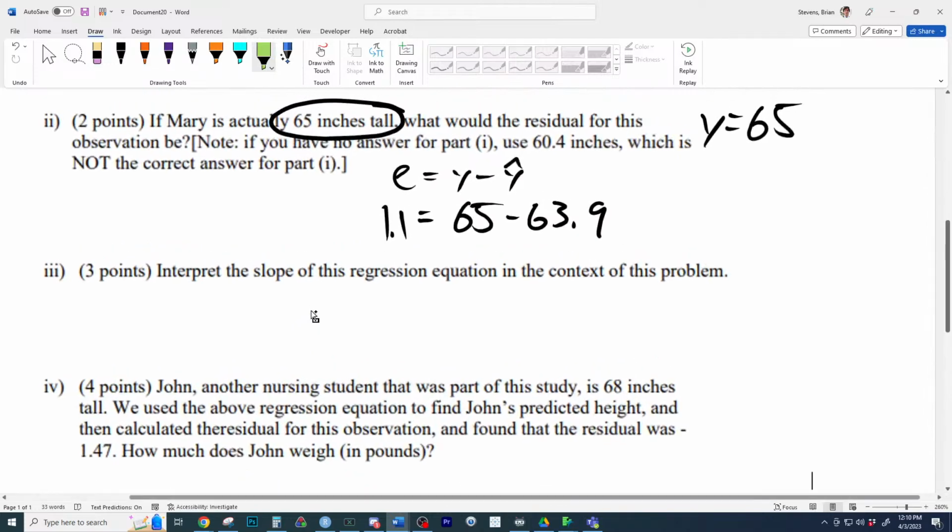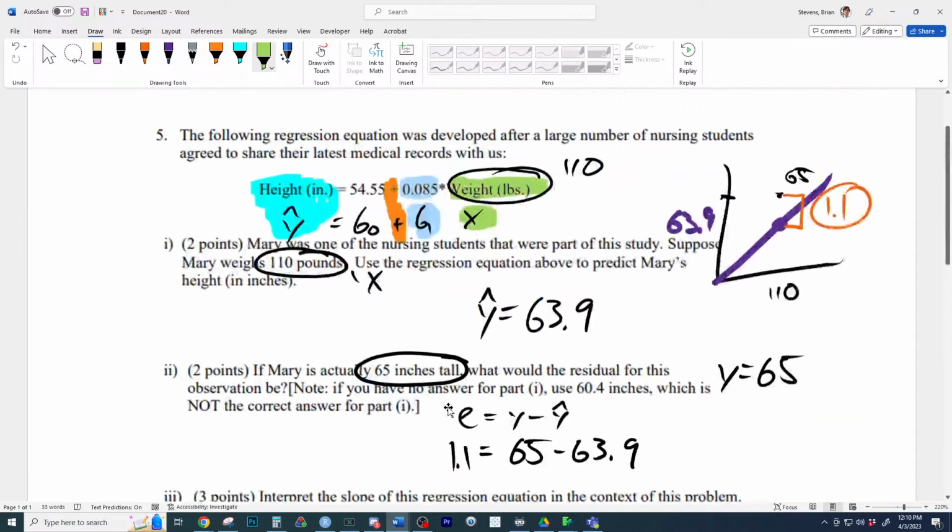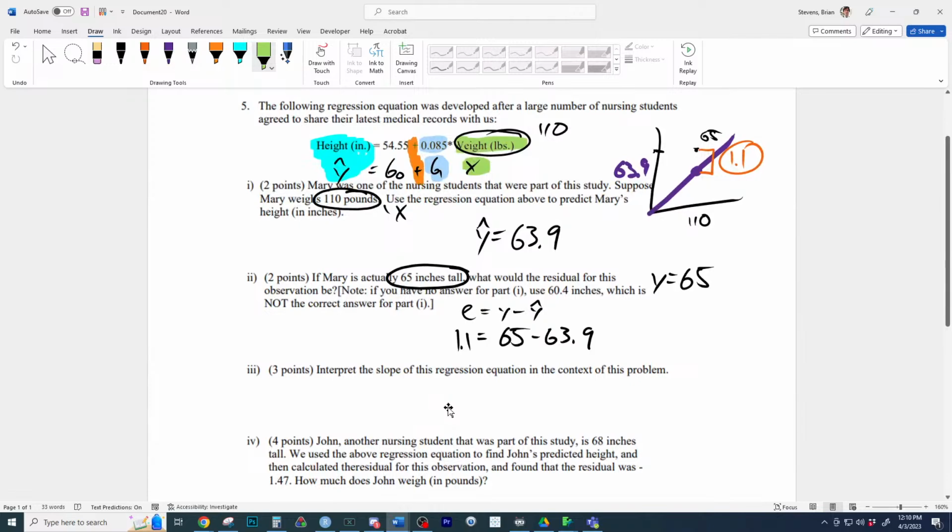John, another nursing student, was part of this study. He is, let's just click right there, 68 inches tall. What has it given us right here? Is 68 inches tall. We should mark the notation of this problem. So immediately when it says is, they are this, that's the actual, right? So y equals 68. We used the above regression equation to predict his height, and then calculated the residual, and found that the residual was negative. I hate that the negative's off the side.